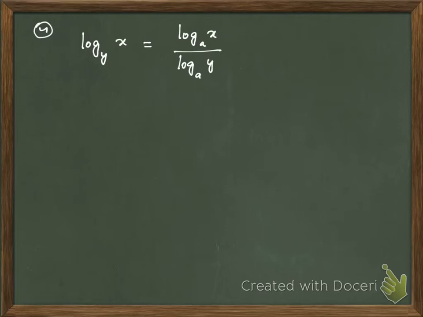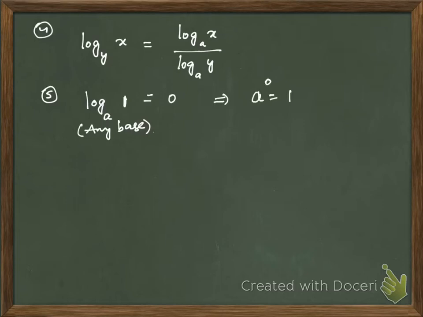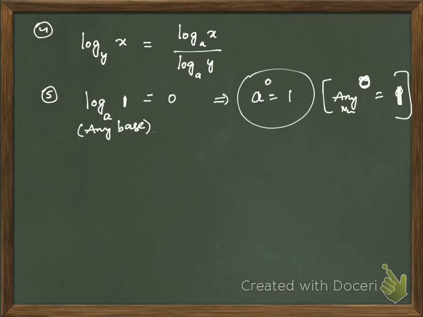Next, very important: log of 1 to the base a, if I write, that is equal to 0. Log 1 to any base is 0. Why it is 0 is, if you take a power 0, what is a power 0? It is 1. In fact, any number to the power 0 is equal to 1.